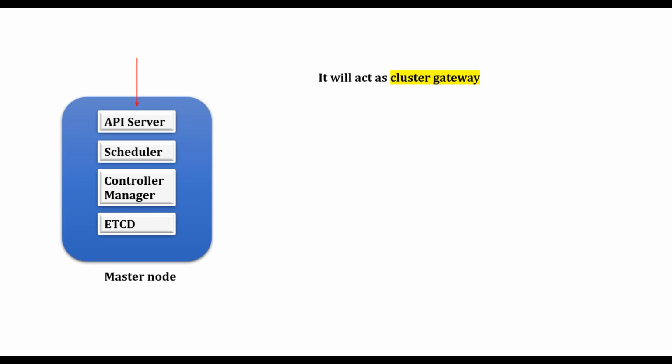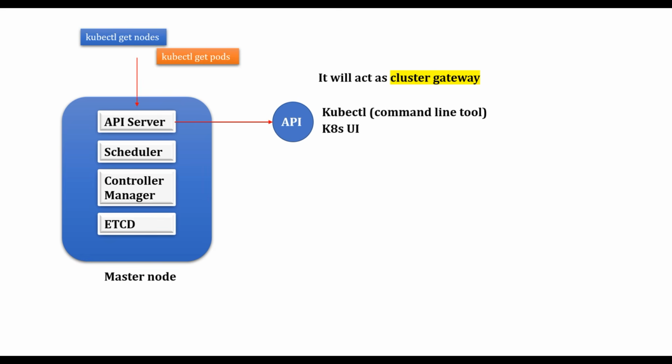Basically, the API server exposes a few APIs to access all the operations going on inside a cluster. You can access the API server either using the command line tool, which is kubectl, or you can use the Kubernetes user interface. Let's say I want to check the health of my pods or nodes. Then I can simply run the kubectl command, kubectl get nodes or kubectl get pods.